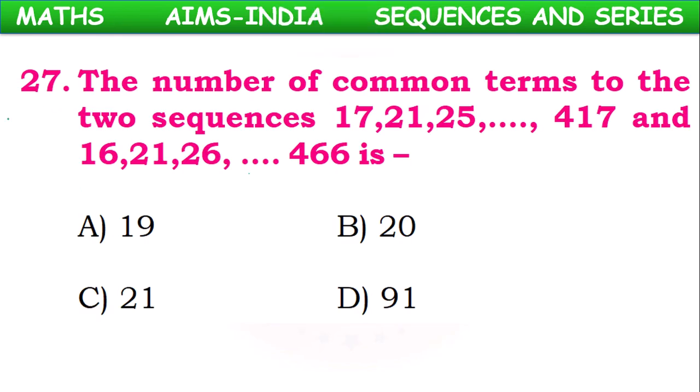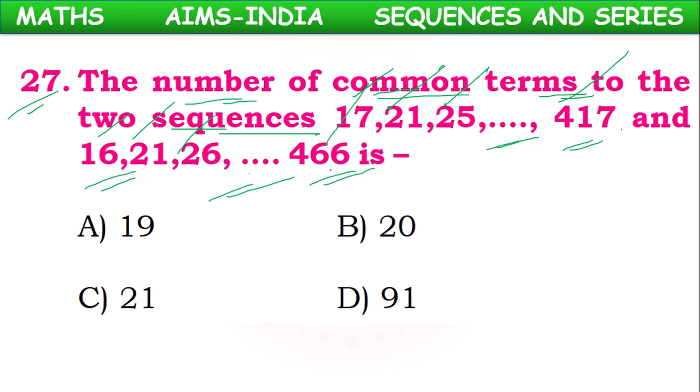Next one. Question 27. The number of common terms to the two sequences 17, 21, 25 and so on up to 417, and another sequence 16, 21, 26 and so on up to 466. So here we have to find out the number of common terms in this first sequence and this second sequence.